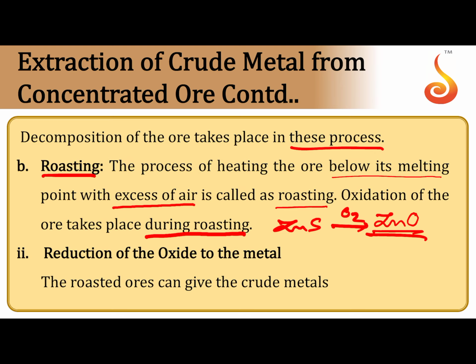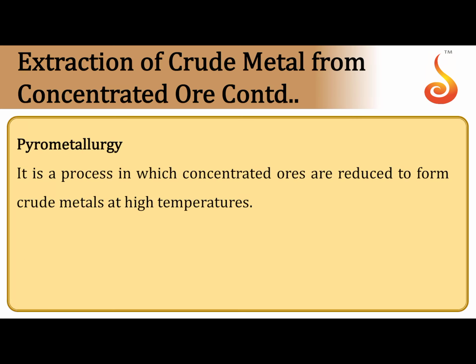This is roasting. Next, after the calcination or roasting, after getting the oxide ore, by removing oxygen, by the reduction of the oxide ore, we can get the crude metal. The roasted ores can give the crude metals. Next one, pyrometallurgy.